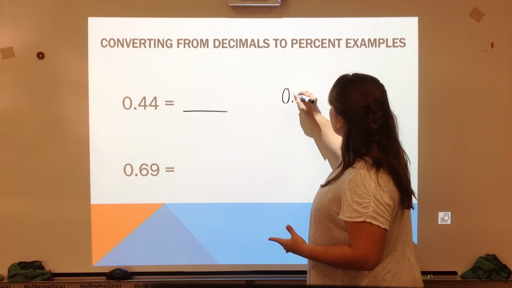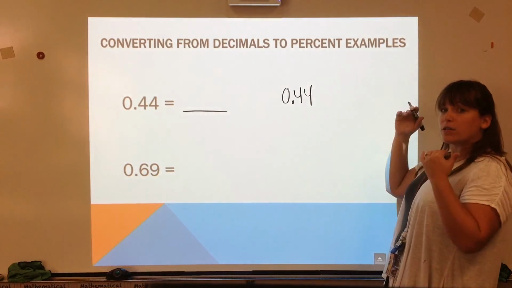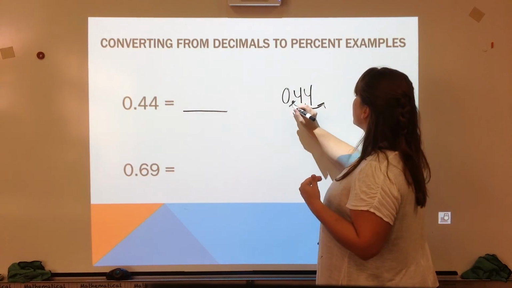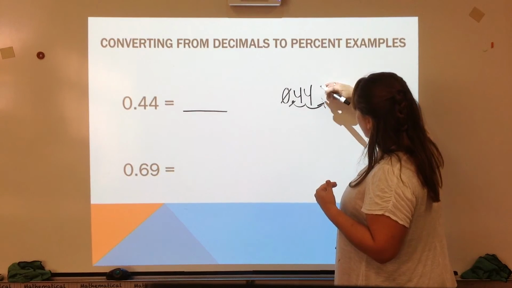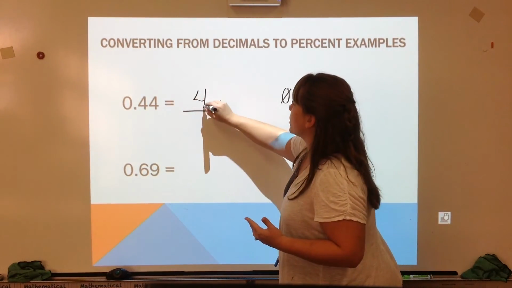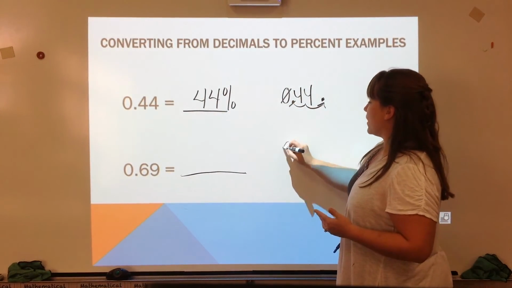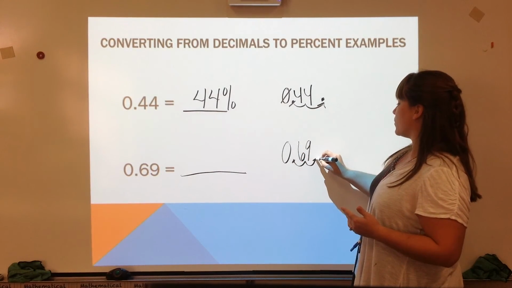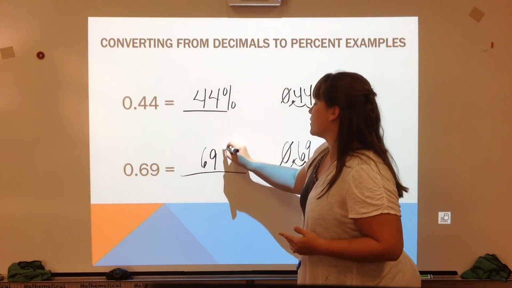So I'm starting out with the decimal, and remember I'm going to be going to the percent, so I'm going to be multiplying by 100, moving the decimal point over 2 places to the right, and now I have 44%. Same thing with the second one. You have the decimal 69 hundredths. Move the decimal point over 2 places, and you have 69%.